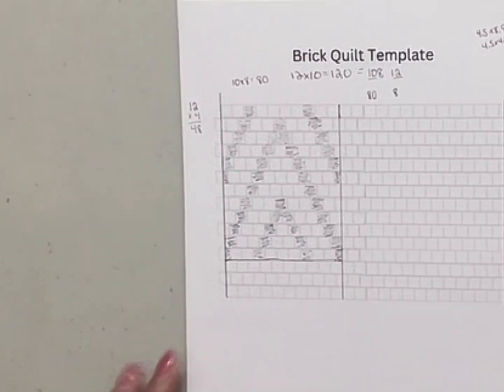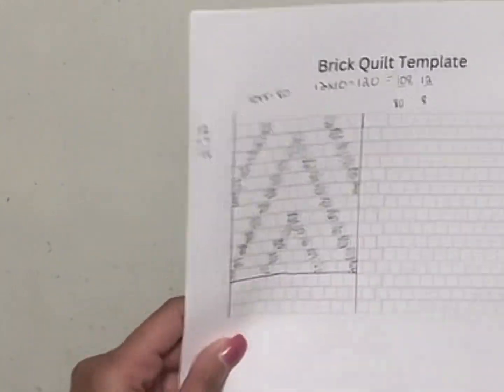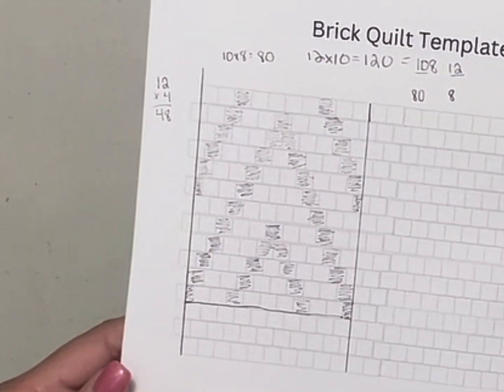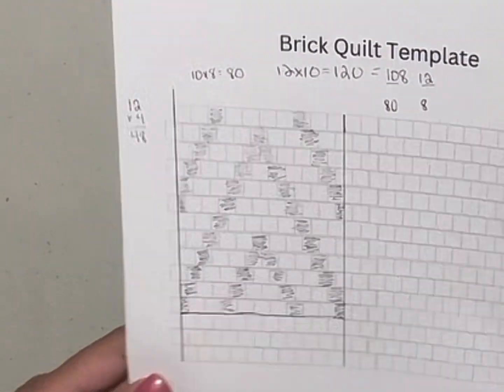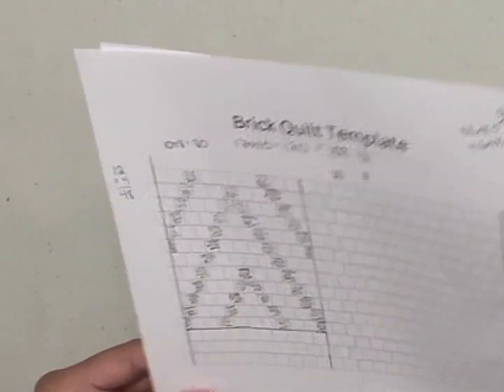So now that we've got our blocks kind of sketched out how we want this quilt to look, you could either go this way or you can go this way depending on how you want to hold it, but this is the general pattern that you're going to see in it. Then I'm going to show you how I cut out the quilt pieces.